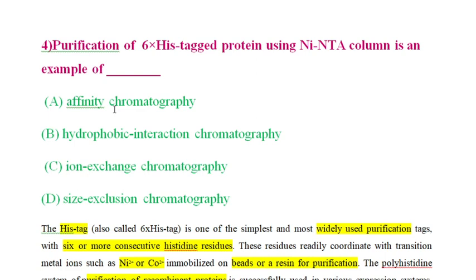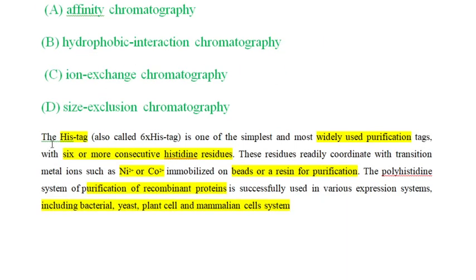The next question, the fourth question, is that purification of 6-His tagged protein using Ni-NTA, that is nickel nitrilotriacetic acid, is an example of affinity chromatography. This His tag is also called a polyhistidine tag because it is widely employed as a purification tag for purifying a recombinant protein, and it consists of 6 or more consecutive histidine residues.